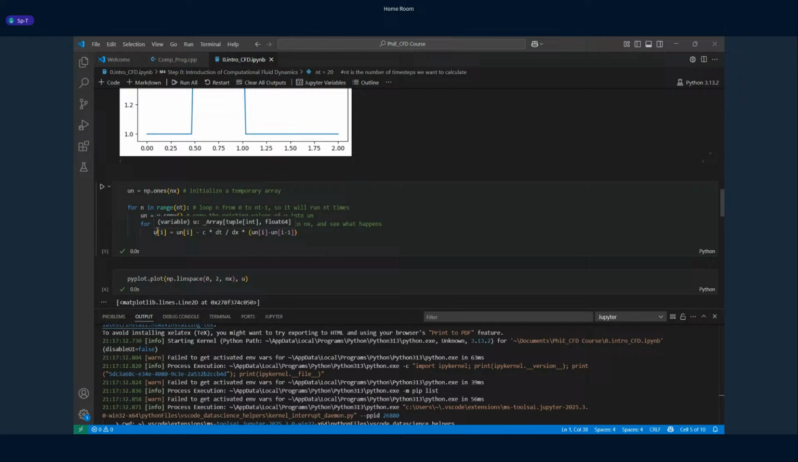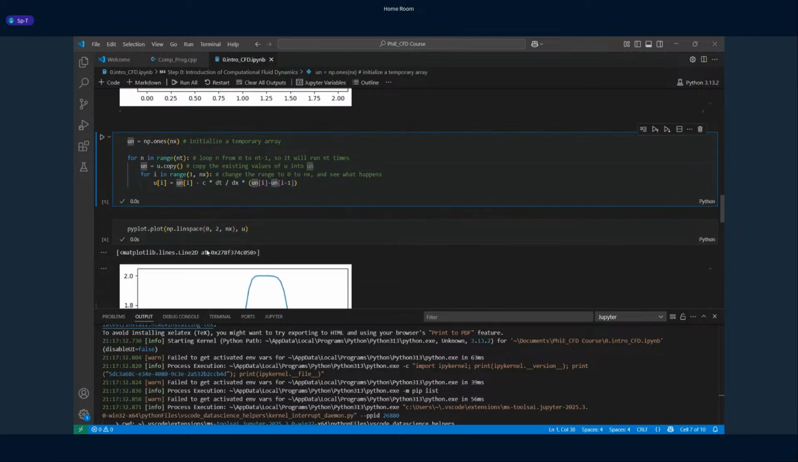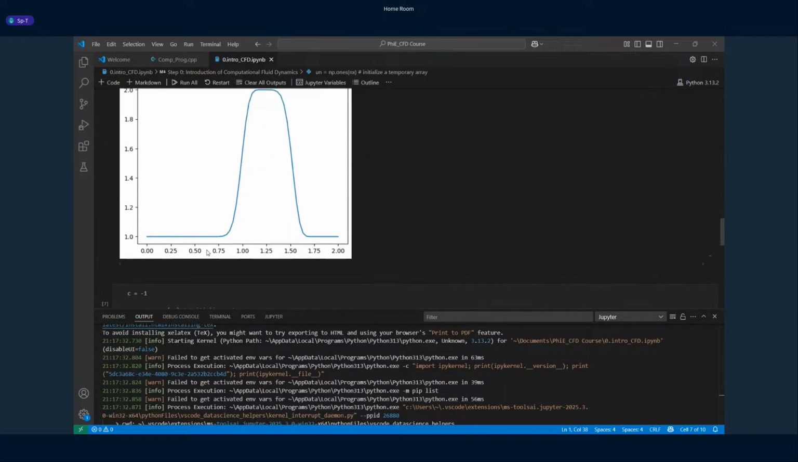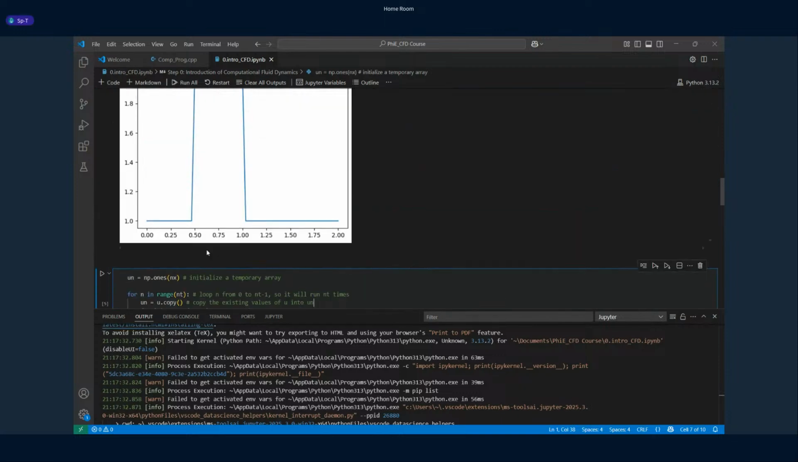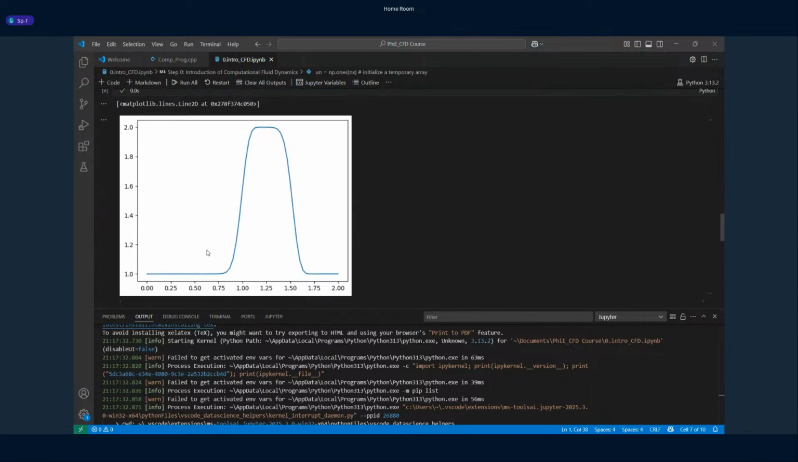Remember, this was our equation: u of n plus 1 is u of n minus c times dt by dx times (u of n minus u of n minus 1). That's the key thing here. Once we solve this, you can see the result. Initially the waveform was like this, and after some time the waveform has moved.